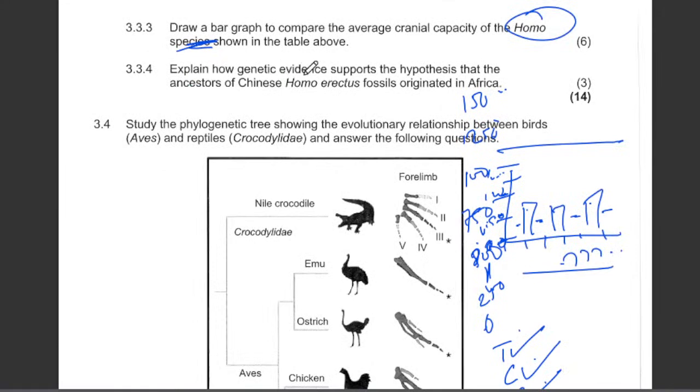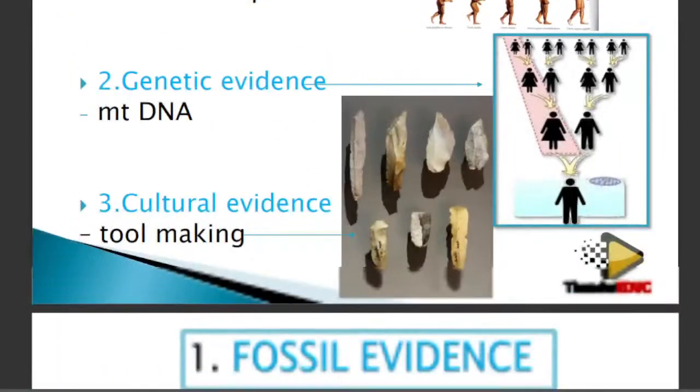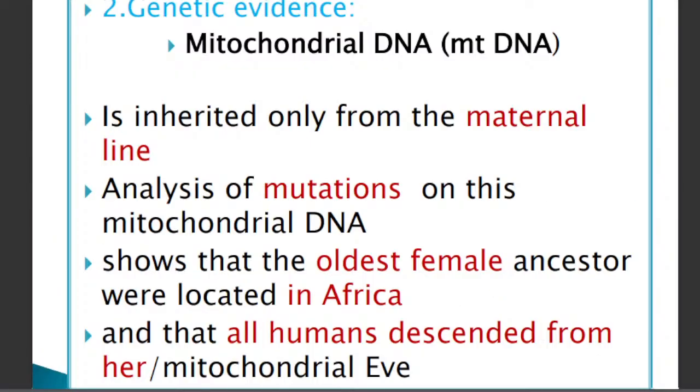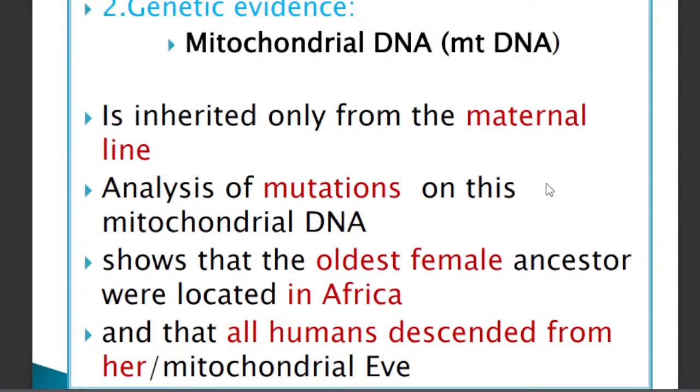Then they're saying explain the genetic evidence to support the out of Africa hypothesis. I was explaining it even yesterday, and I was giving an example with these kids and people. So this is what we are supposed to say: it is inherited only from the maternal line. Analysis of mutation of this mitochondrial DNA shows that the oldest female ancestor, what happened to it? The oldest female ancestor.